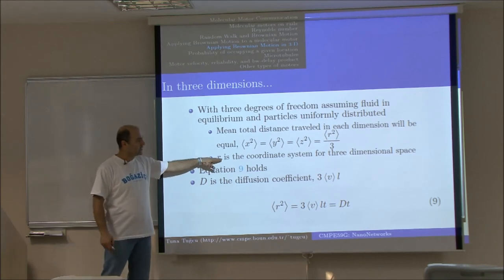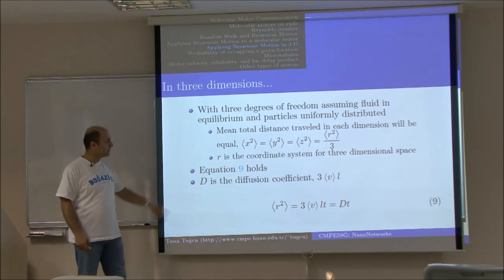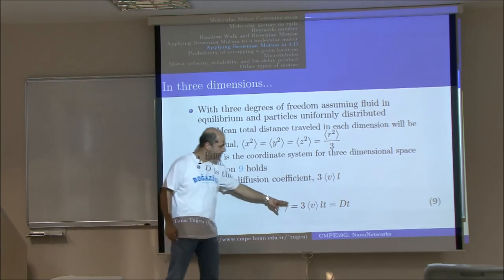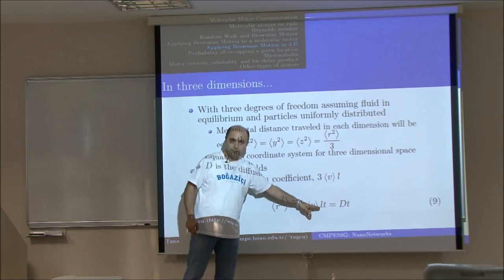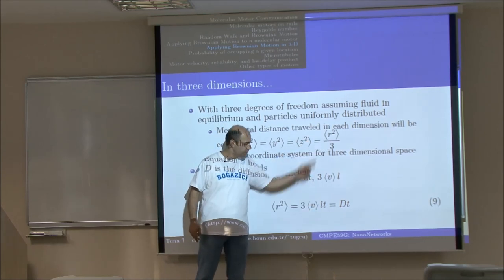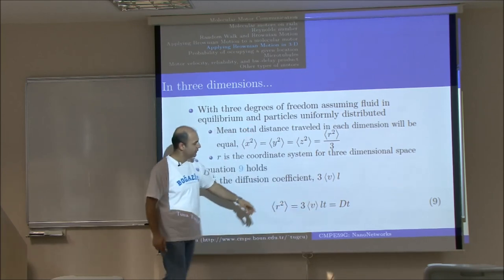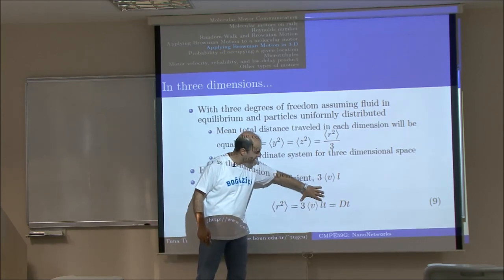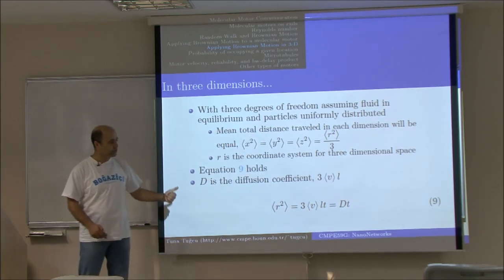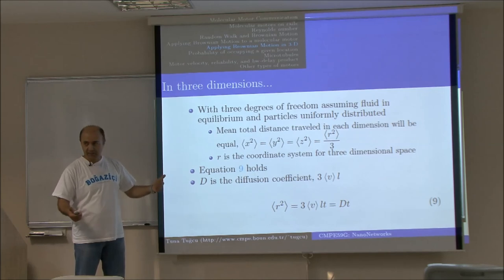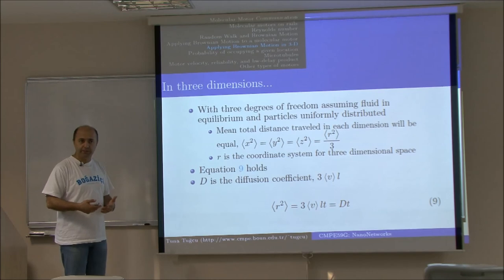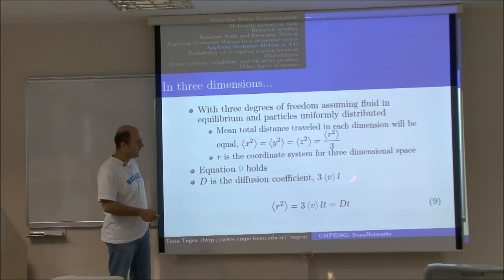And r is the coordinate system for the three-dimensional space. Then we have the following. The expected value of r squared would be 3 times the previous thing, because z squared was r squared over 3, so it's just 3 times z squared. And let me call this d, which is the diffusion coefficient. So the diffusion coefficient is 3, that's a constant value, with the mean speed and L.